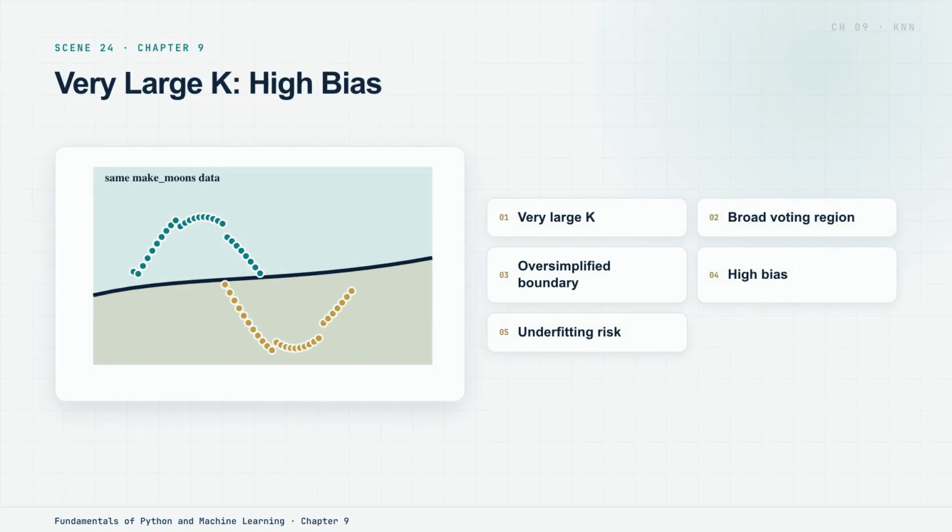When k is very large, the model considers many observations that may be far from the query point. The majority class across a broad region can overpower meaningful local structure. The decision boundary becomes smoother and simpler. If k approaches the number of training samples, the model may predict the overall majority class for almost every query. This behavior is associated with high bias and underfitting. The model becomes too simple to capture the real class pattern.